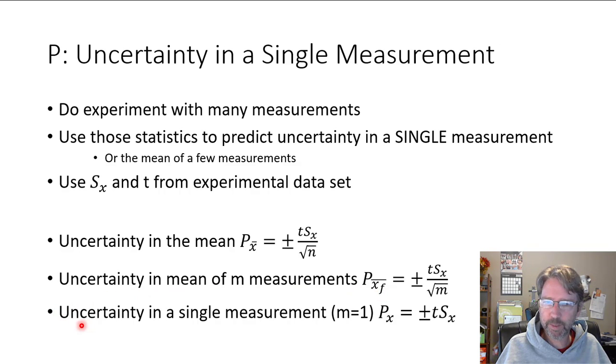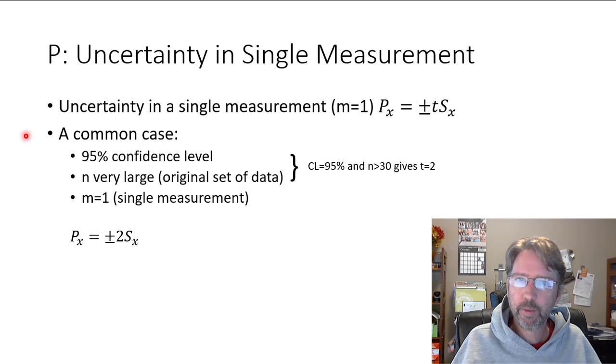And then this is the more common case where we want the uncertainty in a single measurement. That's just using m equals 1, and so we're dividing by the square root of 1, and so it comes out to plus or minus t, again reusing that student's t and multiplying by the standard deviation from our experiment. So we do one experiment, we reuse those statistics to predict the uncertainty in other measurements. The random uncertainty in a single measurement is P. So if we have m equals 1, then we know that the uncertainty in a single measurement, Px here, is plus or minus t times Sx.